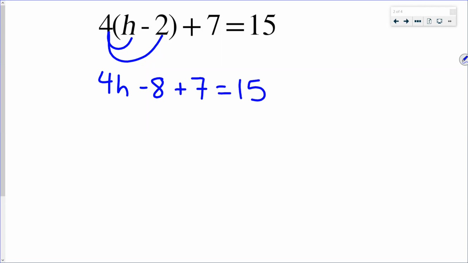Hey, look, here's one of those crazy questions that Mr. Derby was asking about. Are there any like terms that we need to combine on one side of the equal sign? The negative 8 plus 7. Yes, the negative 8 plus 7. That was at the same time, somebody in person and somebody on Zoom. I love it. That is awesome. So what is negative 8 plus 7? It is negative 1, so we have 4h minus 1 equals 15.